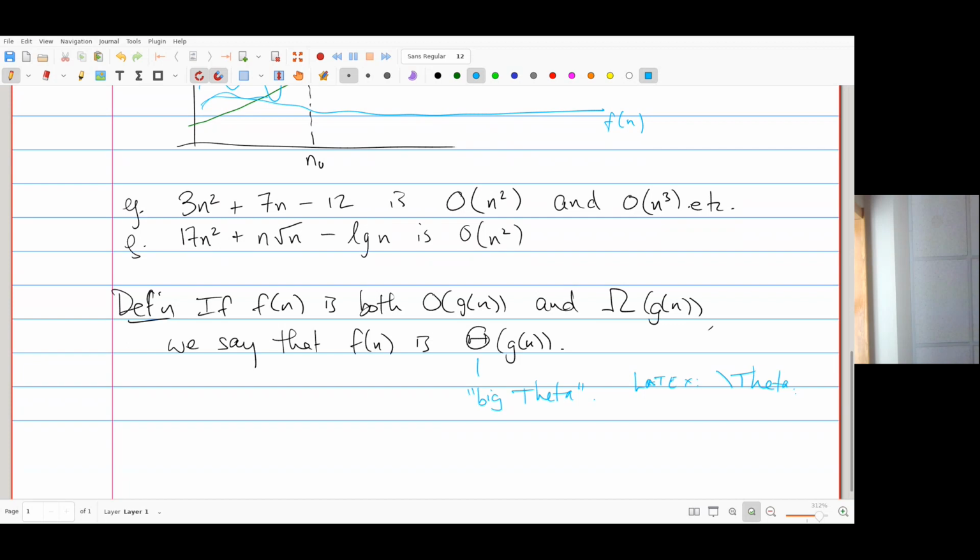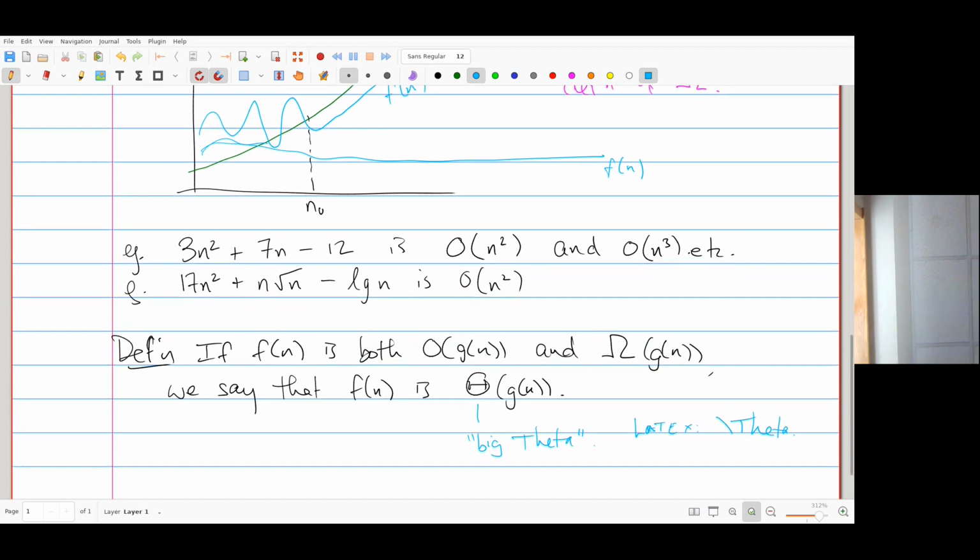So for example, this 3n squared plus 7n minus 12 is big theta of n squared. Like n squared is precisely the rate at which it grows, up to a constant. It's definitely not theta of n cubed. It's O of n cubed, but it's not big omega of n cubed, so it's not theta.